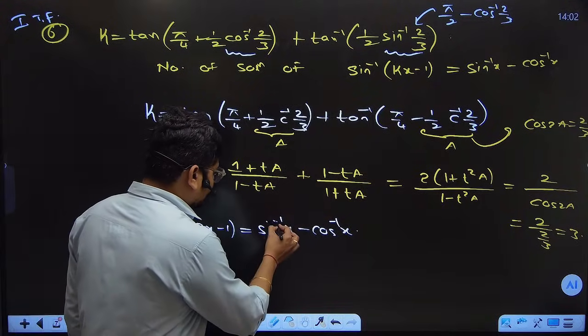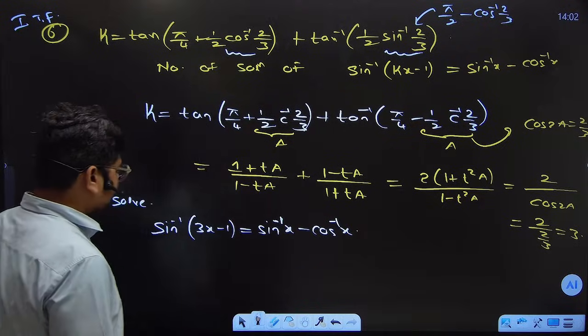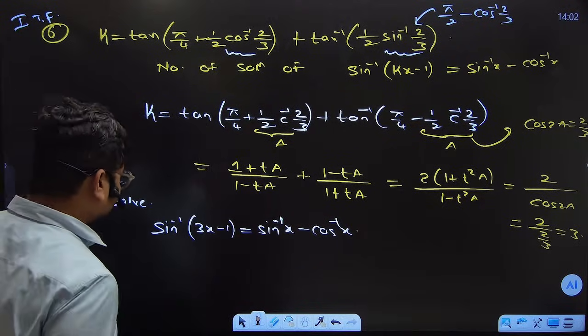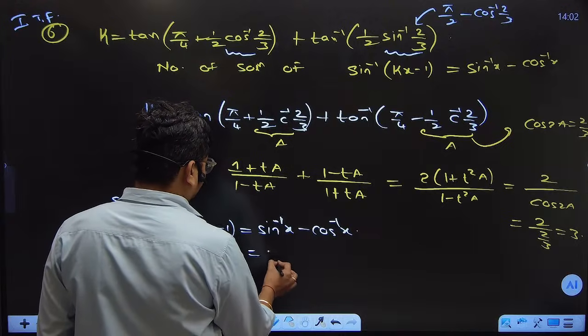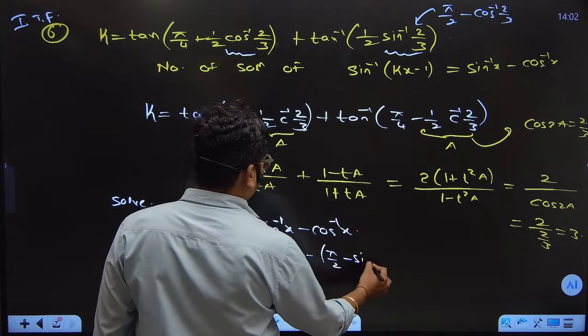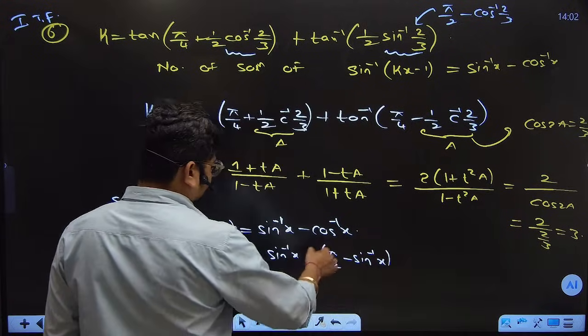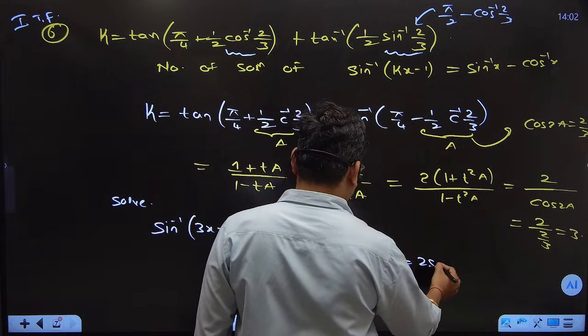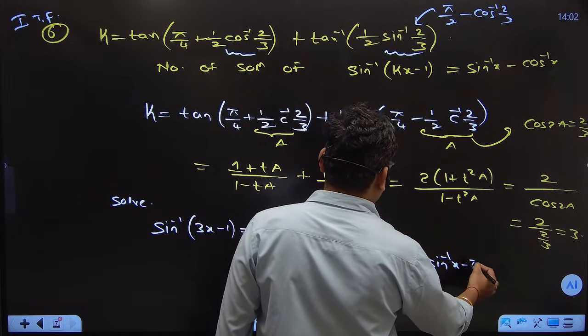Okay, so how do I proceed in this part now? Maybe I'll try to convert it entirely into the sin inverse part. So I'll add sin inverse of x, and cos inverse x again I'll add as pi by 2 minus sin inverse of x. So I'll now have 2 times sin inverse of x minus pi by 2.